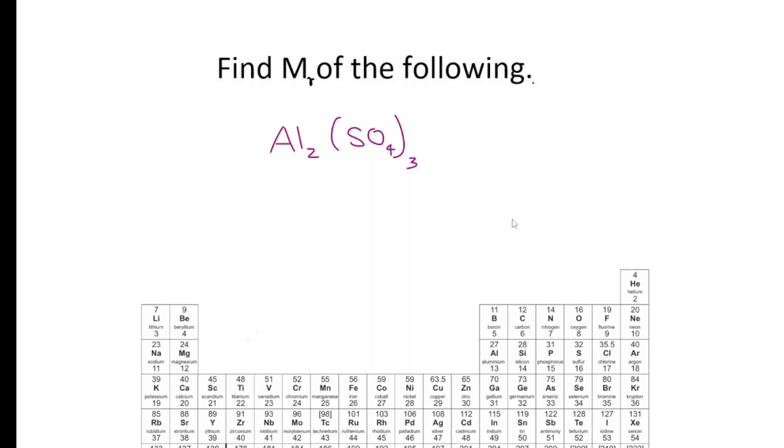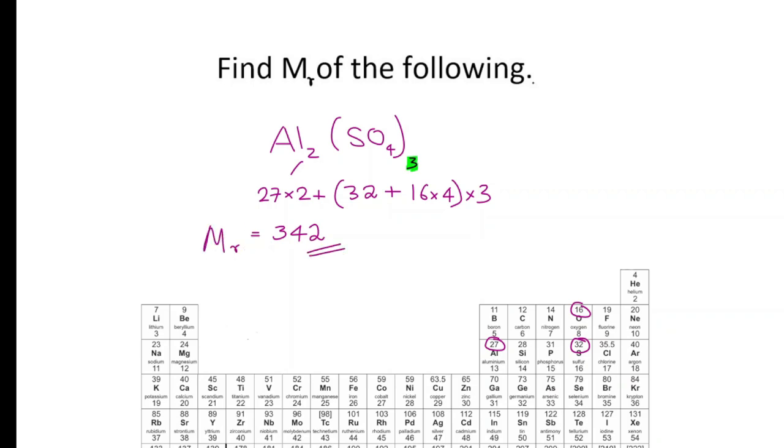Now we know aluminium is 27, so this is 27 multiplied by 2. Add sulfur, which is 32. Oxygen is 16, but you've got 4 of them, so I have to multiply it by 4. But now you can see there is this 3 outside, so the whole thing needs to be multiplied by 3. Let's put this in the calculator, and you get 342. This is the Mr of aluminium sulfate.